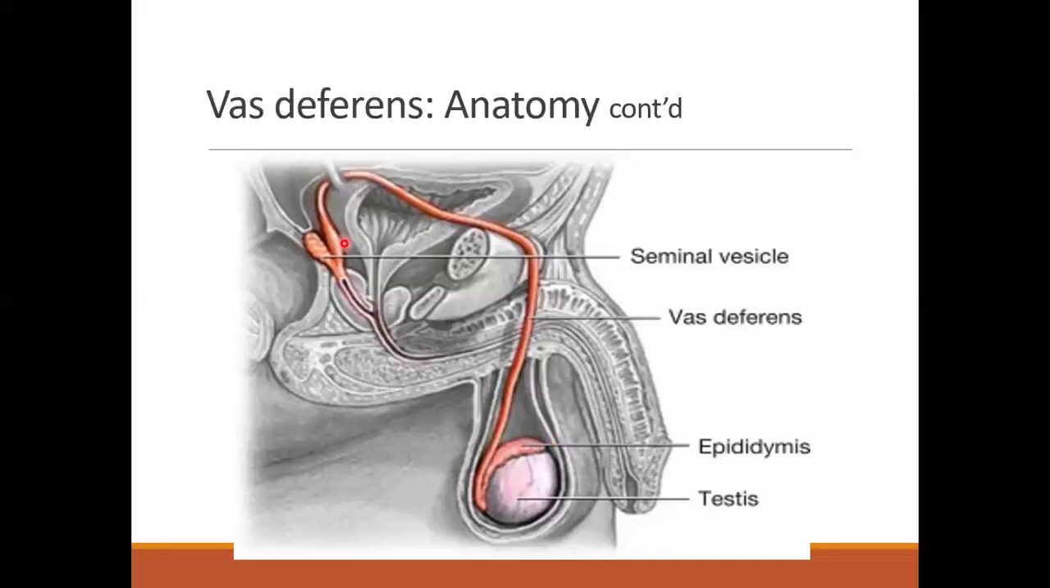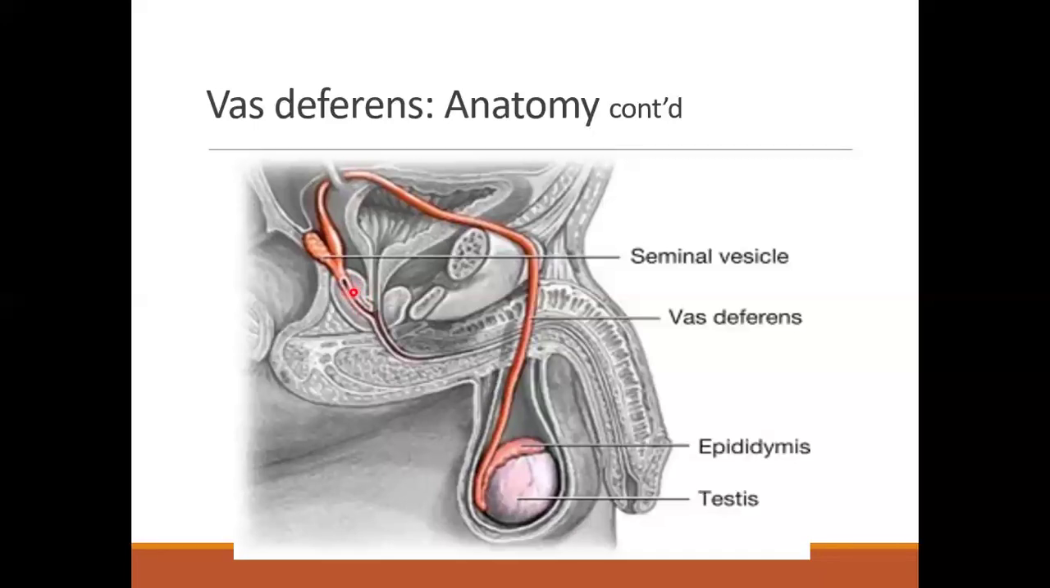Now the ampulla of the duct, and this is the seminal vesicle. So the seminal vesicle is also a gland. A gland will produce secretions. Secretions must come out through a duct. So this is the duct. So the ampulla and then the duct coming from the seminal vesicle will merge. As they merge, they form the ejaculatory duct.